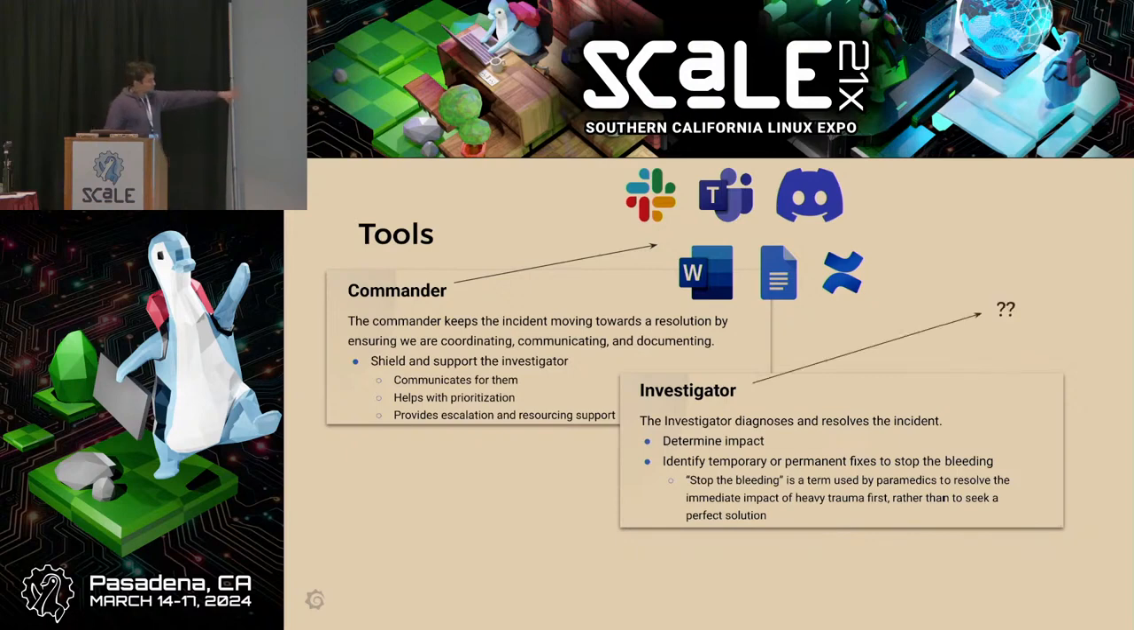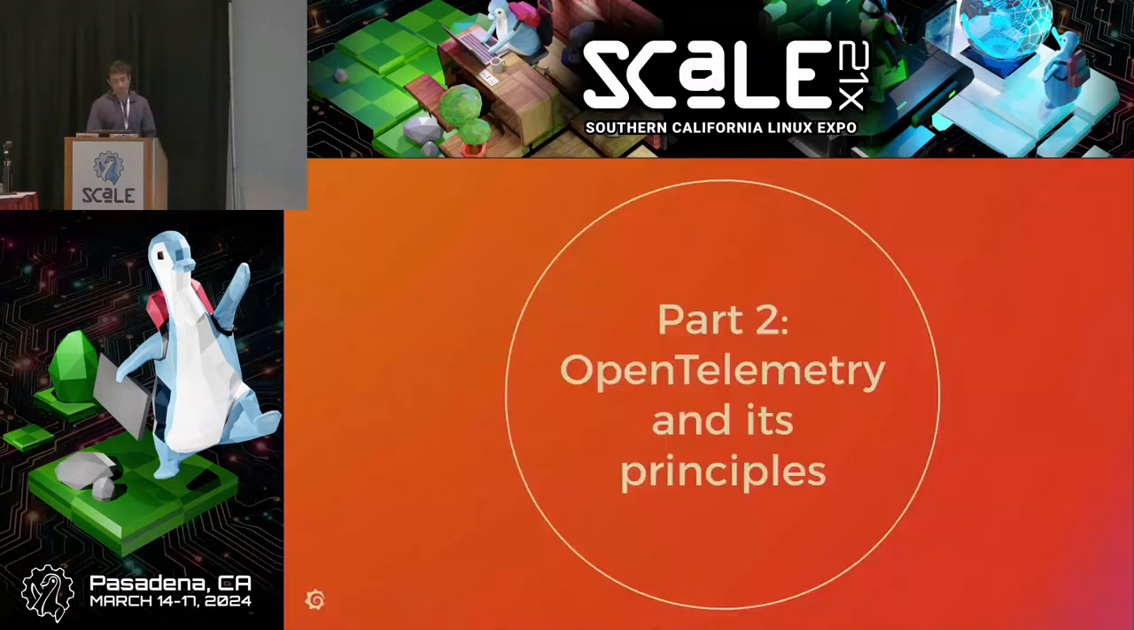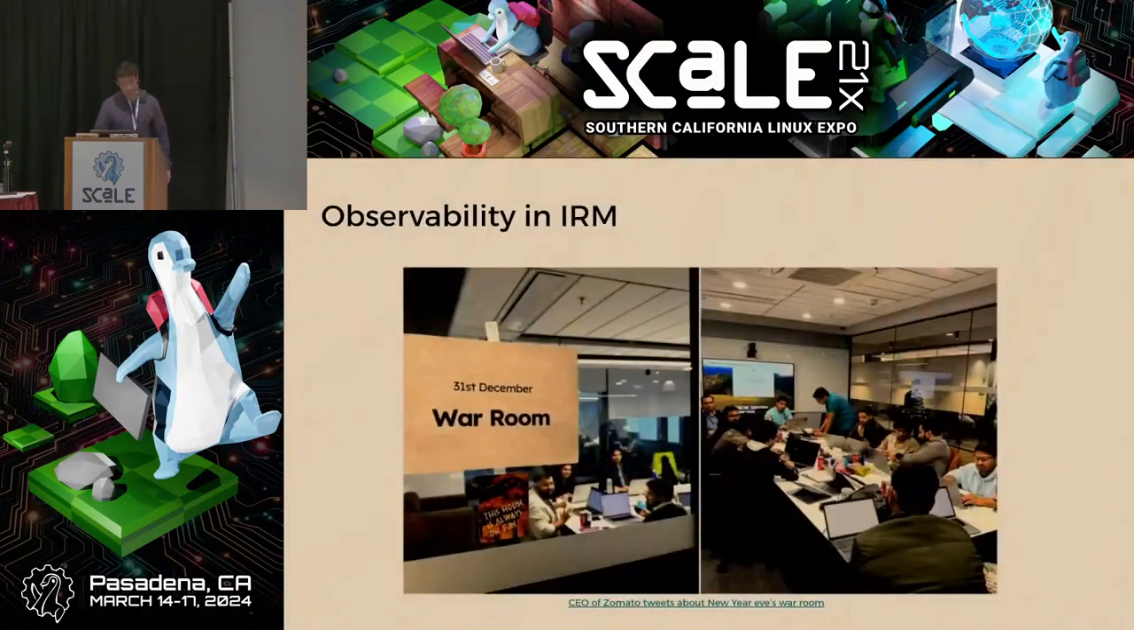And so we spoke about the tools available for the commander, and now we'll talk about the investigator and what tools are available. So this is what brings us to OpenTelemetry. If you've read the abstract, you probably would have guessed that was a segue, but of course everyone reads abstracts. If you've been on call, you've probably been in a war room like this. This is from Zomato, a popular food delivery system in India, and this is from their CEO tweeting about the preparations for expected spikes in orders on New Year's Eve.